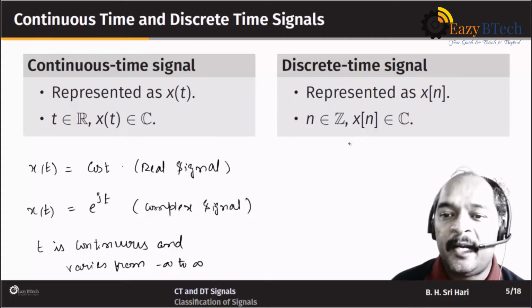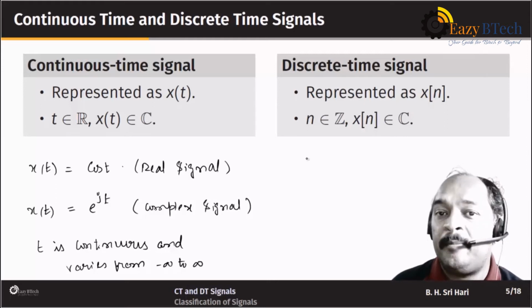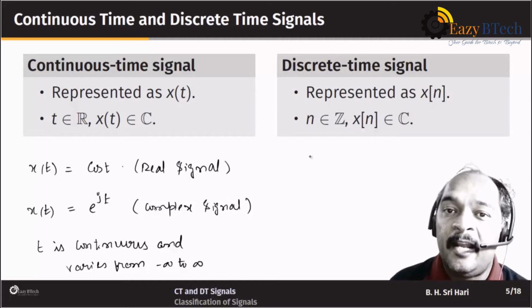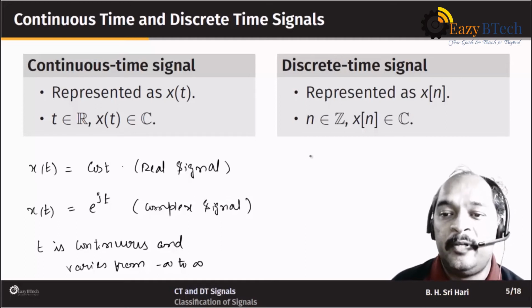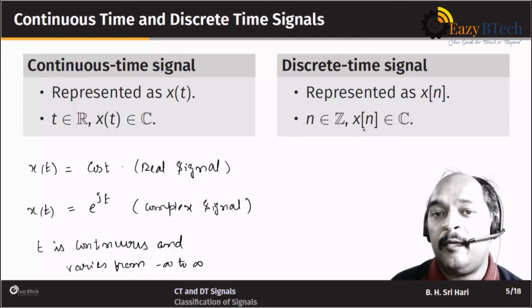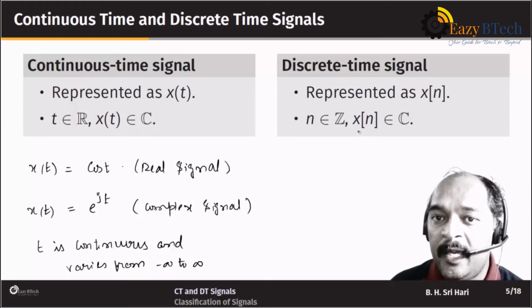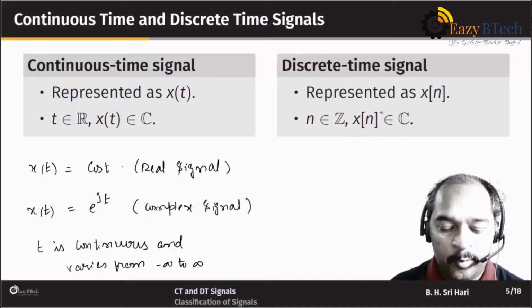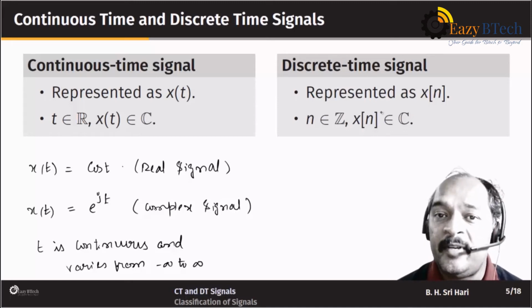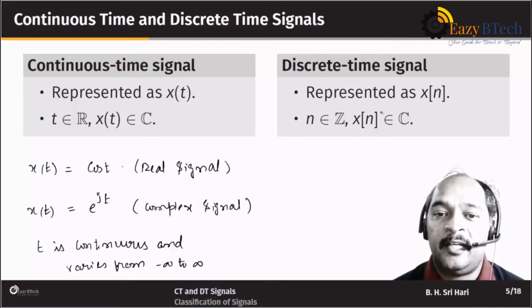Compare and contrast here. In the continuous time case, t is always a real number, but for the discrete time case, n is always an integer value. The amplitude in both cases can be complex. In that way, we differentiate between continuous time and discrete time signals.